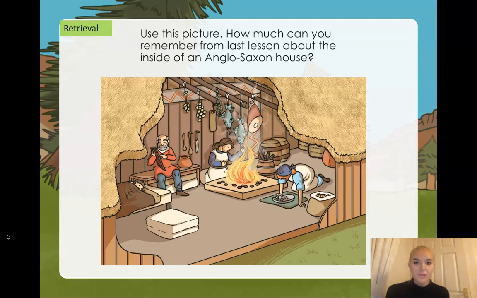To start with, you do have a retrieval question here. Using this picture, you might recognise it from last lesson. How much can you remember from our last lesson about the inside of an Anglo-Saxon house? What could you see here, and what do you remember about how they lived inside an Anglo-Saxon house? Pause the video and have a little bit of a think, or if someone is next to you, have a bit of a chat with them, okay? Off you go.